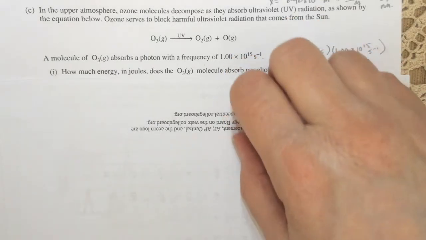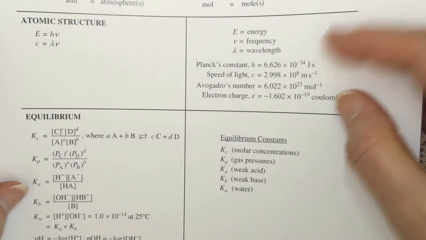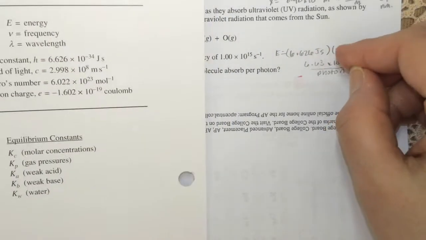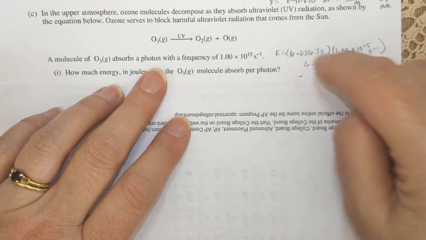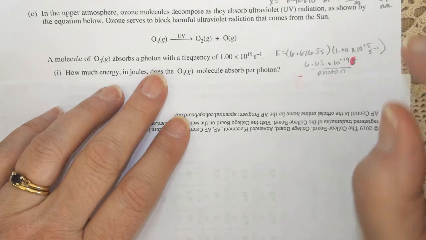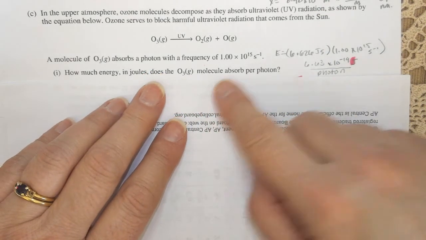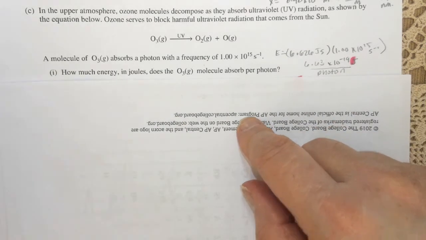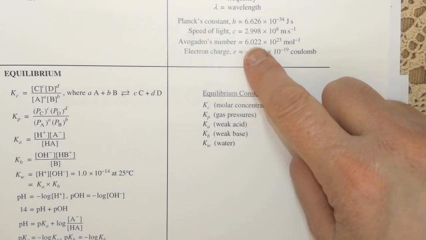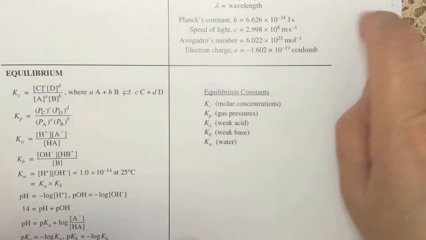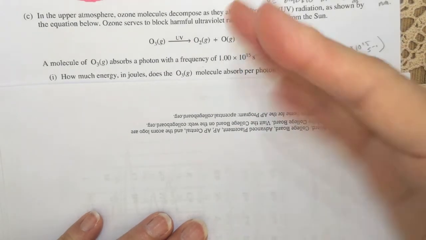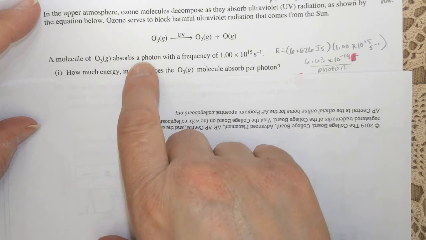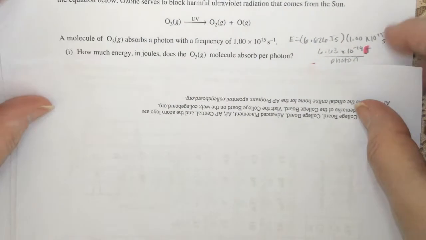So you have these equations. They're not things you have to know. You just have to know how to use them. E is equal to h nu, and nu is frequency. So we're given the frequency, we're given the h, and we can use it. Just remember that when we do that, the answer is going to be in joules, because h is in joule seconds. So that's joules per photon, because this is one photon.